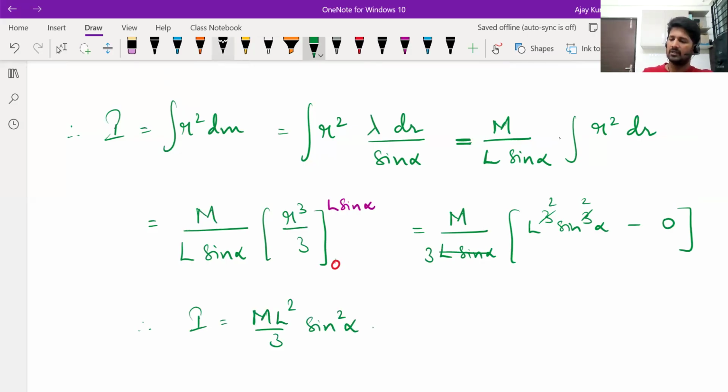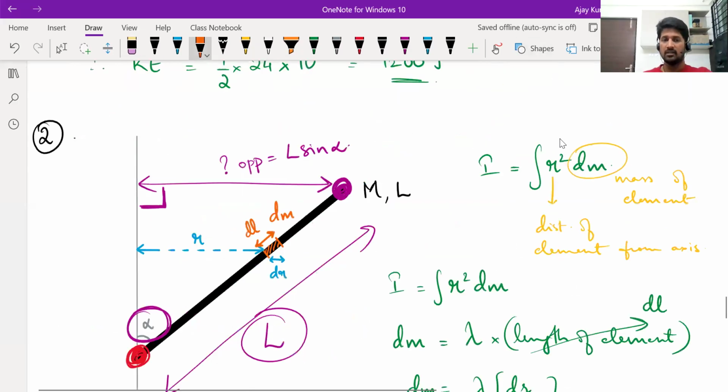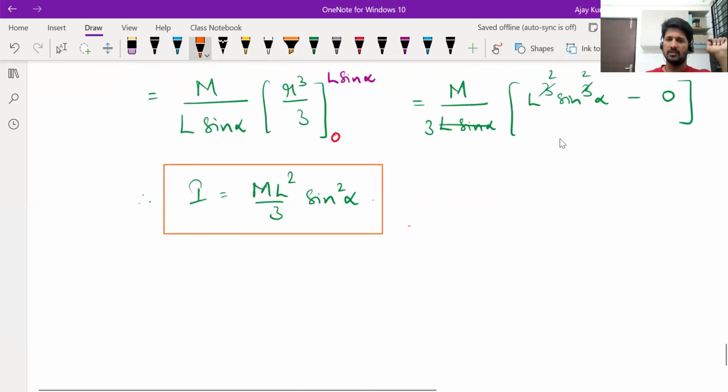That is the moment of inertia of this rod, which makes an angle alpha with the axis. Or you can say that is the moment of inertia of this rod about an axis which makes an angle alpha with the rod. m L square by 3 into sine square alpha.